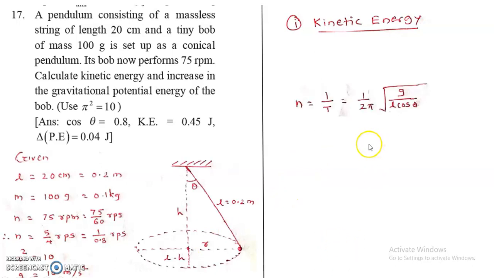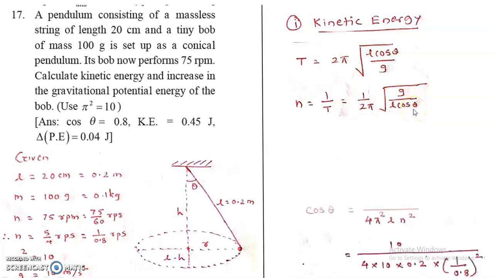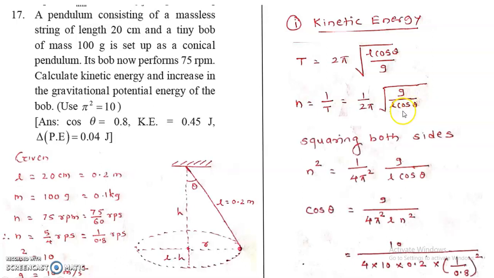Now let's see. Here we can use the formula of period, T is equal to 2 pi under root L cos theta by g. We are writing this formula for the frequency. Frequency is the reciprocal of period, so n is equal to 1 upon 2 pi under root g upon L cos theta. Now we have to substitute the values because frequency is known, and by using that we find theta.